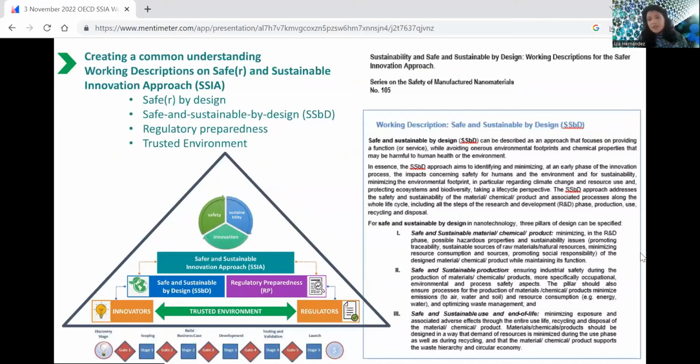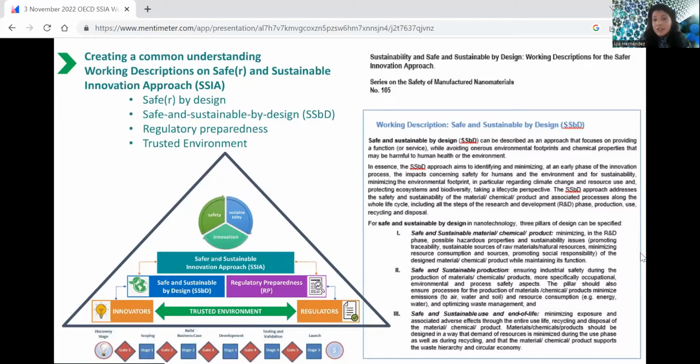So how did we start? We started by really looking at a common understanding. And this is important because what we wanted to do is translate these working descriptions, and we wanted to create them because we wanted to translate these to something operational. So in the first report, we developed working descriptions for safe by design, for regulatory preparedness, and for the trusted environments, which are the key ingredients of SSIA. And in the latest report that you see here, we developed working descriptions for sustainability and for safe and sustainable by design. And we call them working descriptions because knowledge and innovation is developing. So I think we may have to refine and update these working descriptions.